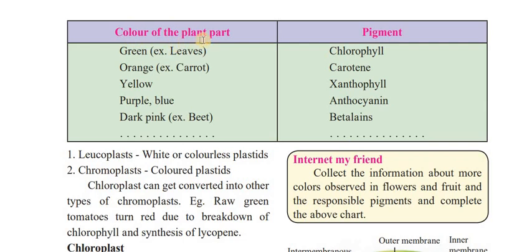Here, colors of plant parts and pigments. Green: in green plants chlorophyll is present. In orange, carotene. Yellow color is present, and that pigment is known as xanthophyll. Purple and blue colors are specified for anthocyanin, and dark pink for betalains.